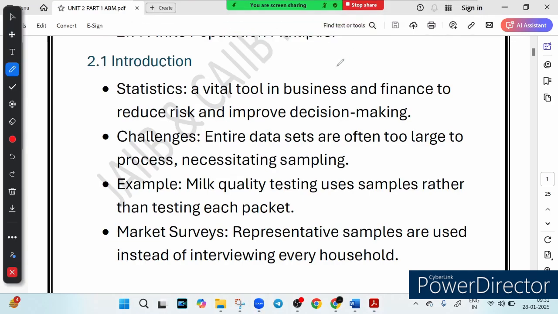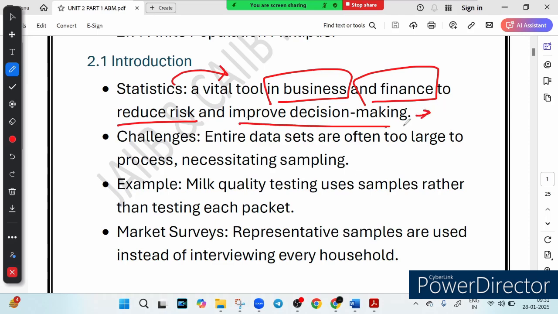So friends, you know statistics is like the superpower behind a smart decision. Whatever smart decision we take in business and finance, statistics acts like a superpower regarding the decision. How does it help? It helps to reduce the risk, and also it helps to improve decision making. Decision making means outcomes, right?